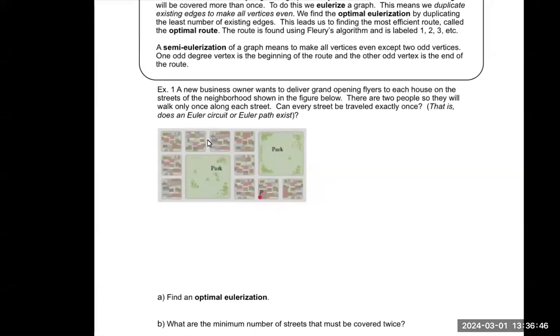So it says there are 2 people walking. So I guess what's going to happen is, if there is a left side of the street and a right side of the street, like you see right here, on this street there's the left-hand side of the street where we have to deliver flyers, and then there's also a right-hand side of the street. So when that happens, one person will go to the left, one person will go to the right, so we only have to pass that street one time.